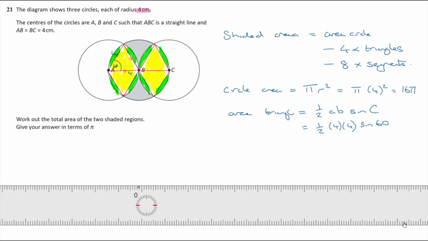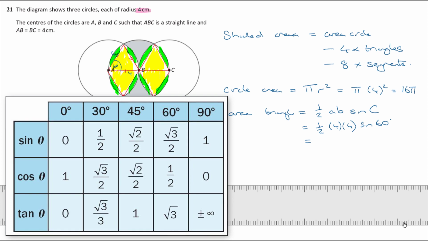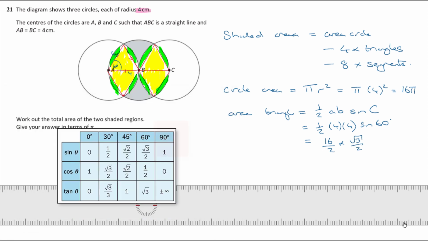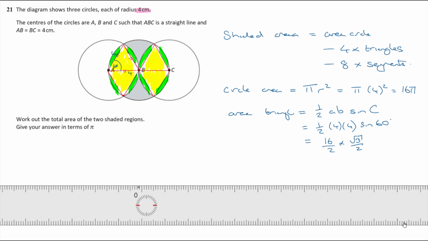60. Okay. Now this is the non-calculator paper, but luckily sine 60 is one of the angles that you need to know from your table of angles that you should have committed to memory. And I know that sine 60 is just root 3 over 2. Okay. And that's equal to 16 over 2 times root 3 over 2. Okay, so then dividing 2 times 2, 4 into 16, that's going to give me 4 root 3 for the area of the triangle.